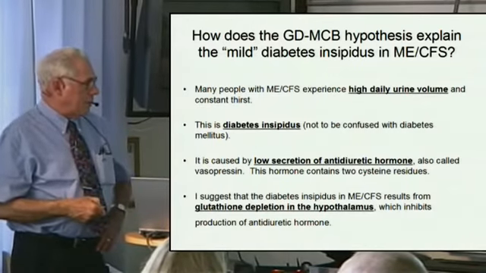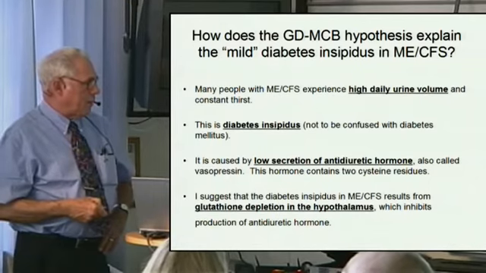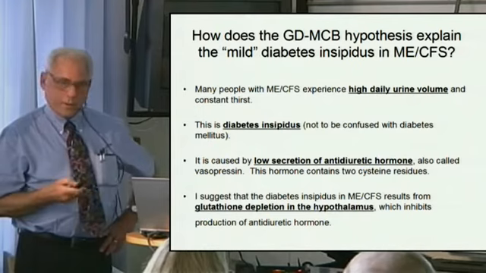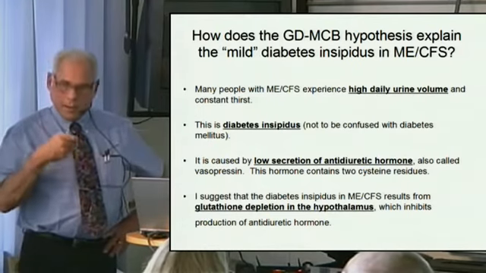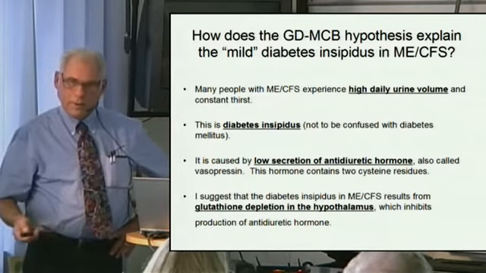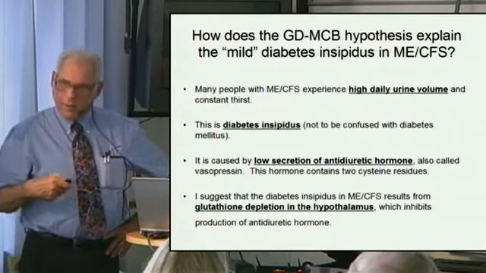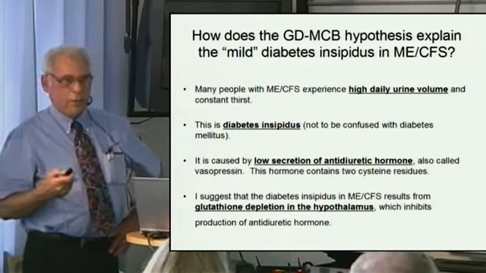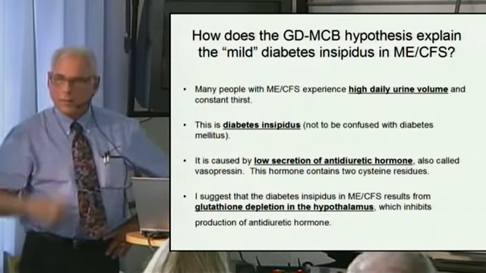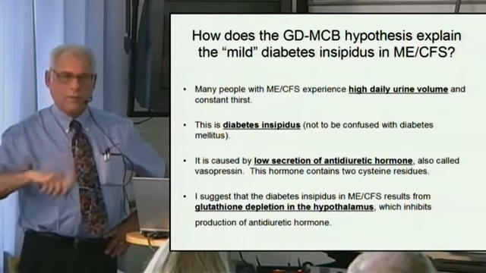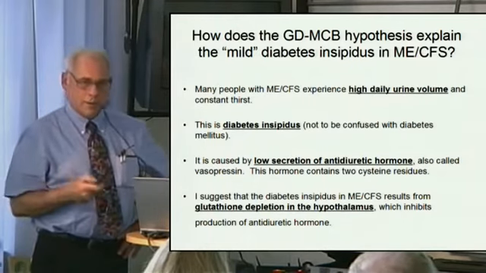And so I suggest that the reason for the problems here is that glutathione is depleted in the hypothalamus, and then that lowers the production of antidiuretic hormone. Then the kidneys dump more water into the urine, the blood goes low in water, you have hypovolemia, and the person is very thirsty. They keep drinking water, but they can't keep up with the loss, so they're always running at too low of a blood volume, always running hypovolemic.